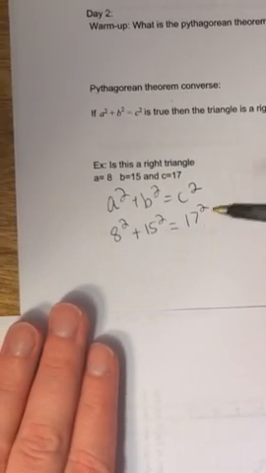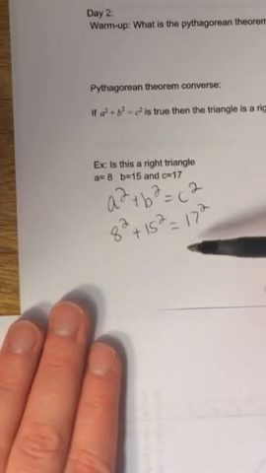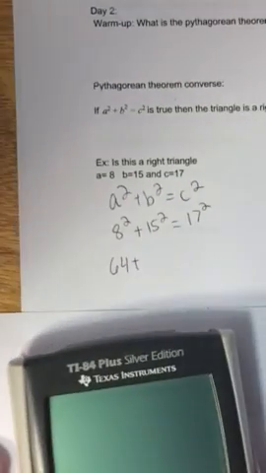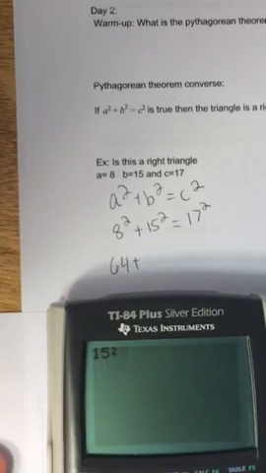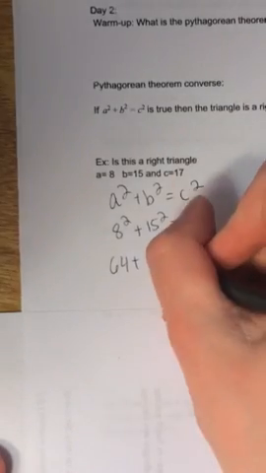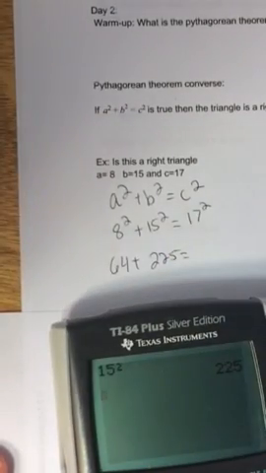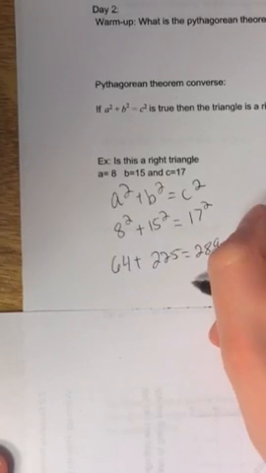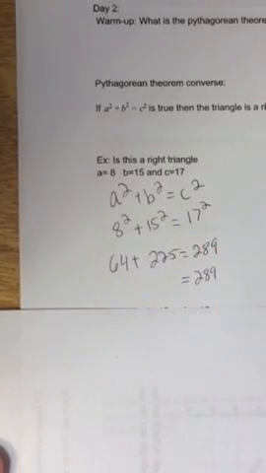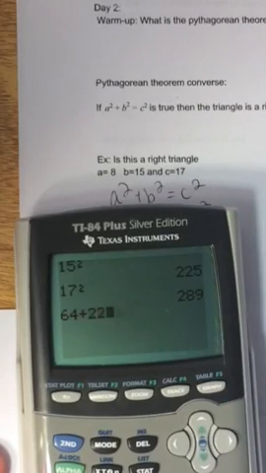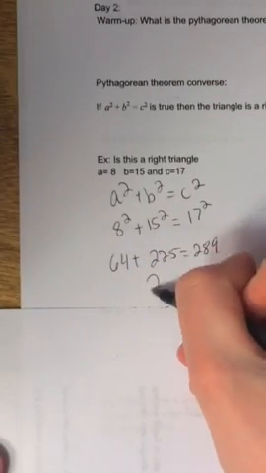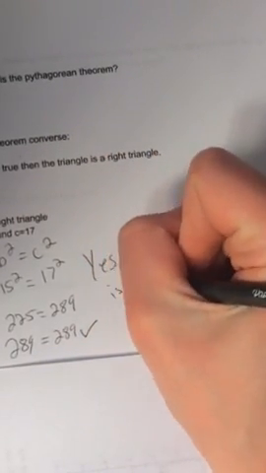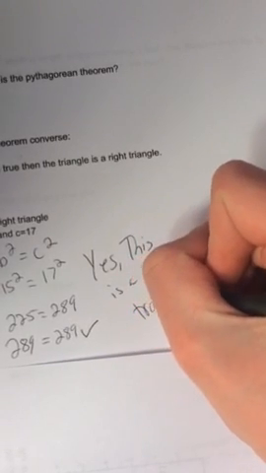Okay, now obviously I just need to keep going and see when they actually equal each other. So 8 squared is 64 plus 15 squared should be 225, but I'm going to check myself. So 15 squared is 225 equals 17 squared, which is 289. So this side is going to continue to be 289, but I'm going to do 64 plus 225. And they both equal, so both sides equal 289. So that means, yes, this is a right triangle.